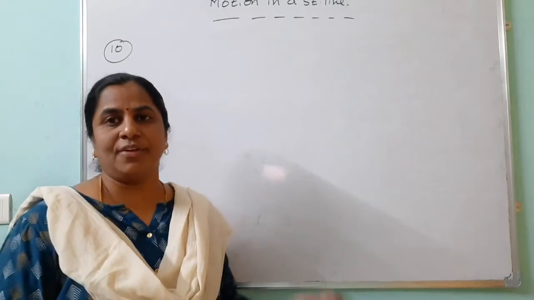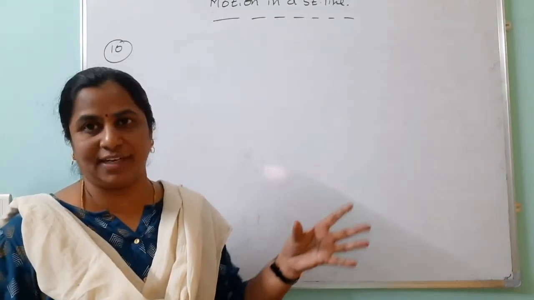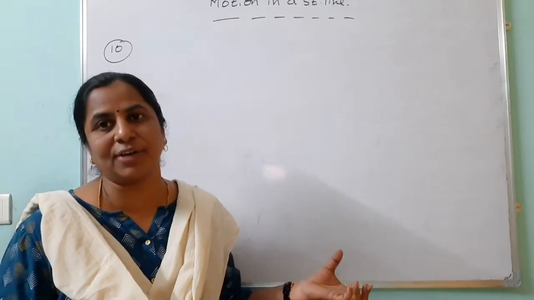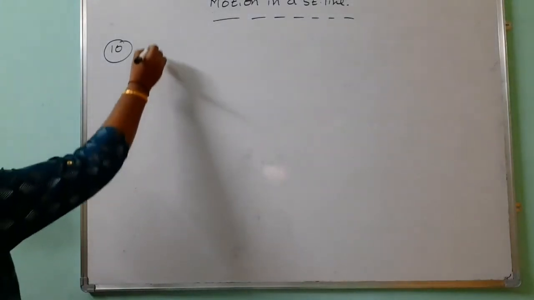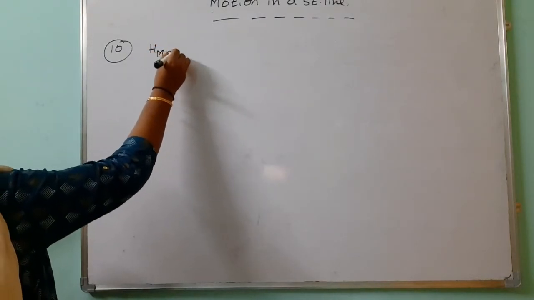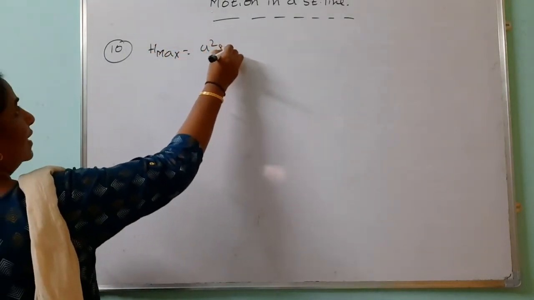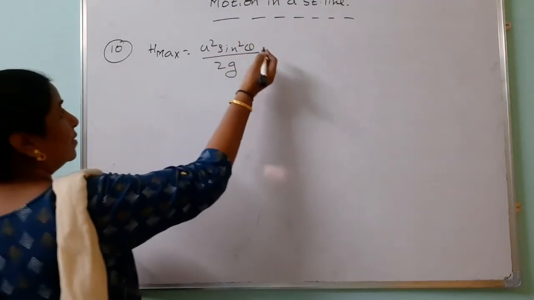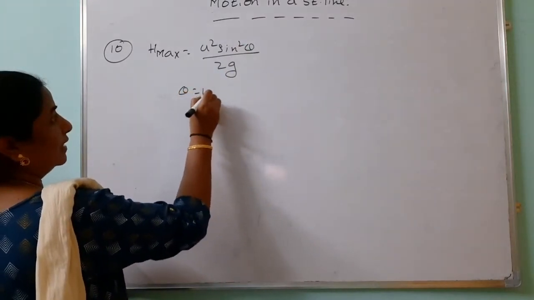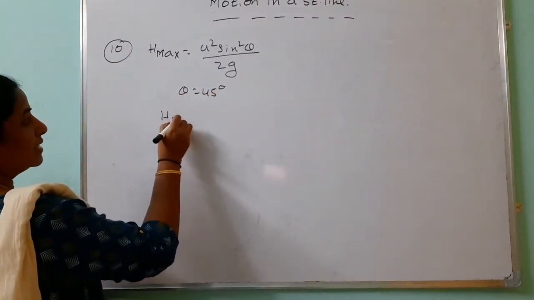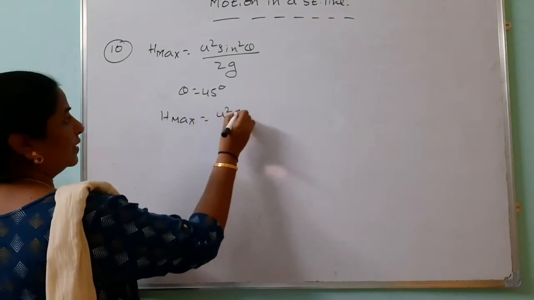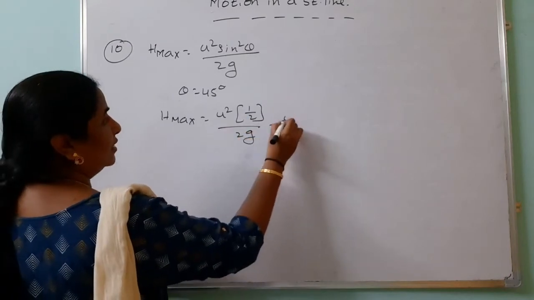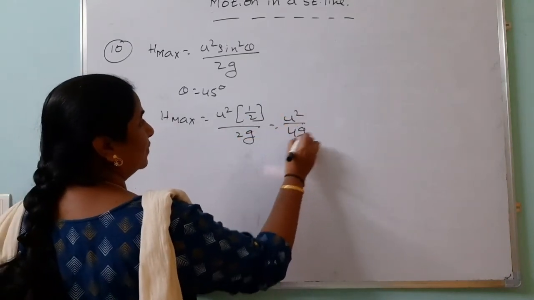10th SAQ: when the body is projected at 45 degrees, show that the ratio of maximum height to range is 1/4. See, in this case we should remember the formulas. H maximum formula is u square sine square theta by 2g. But whenever they mention maximum range, it means theta equals 45 degrees. So H maximum is how much? U square sine square 45, which is 1 by 2, divided by 2g. It should be u square by 4g.